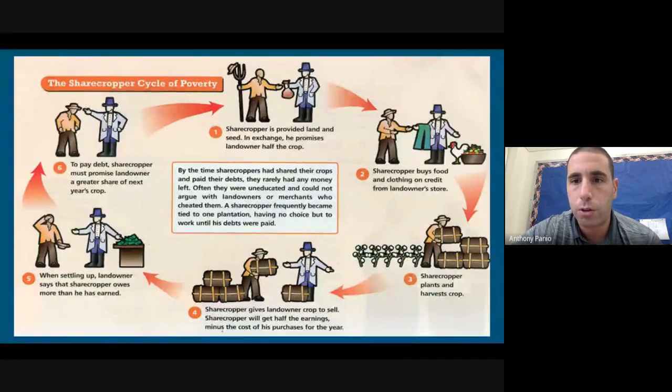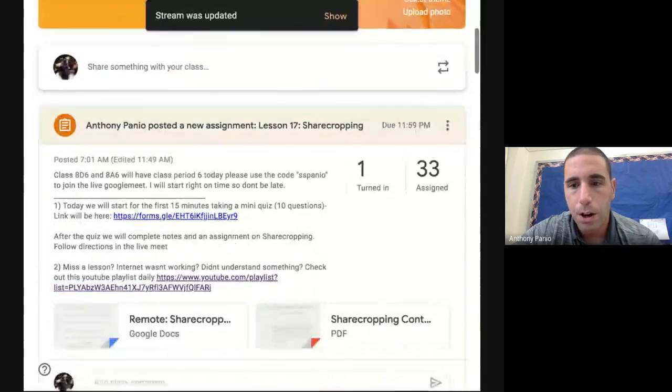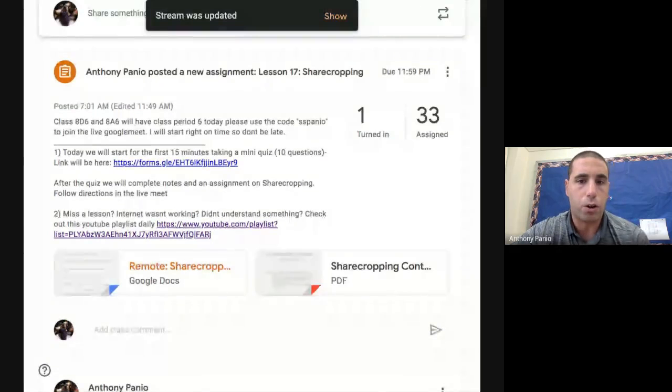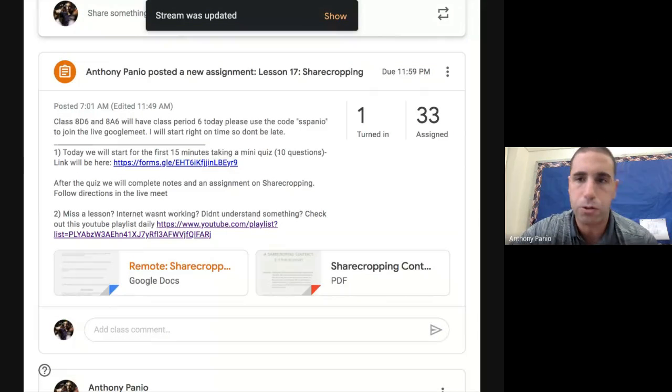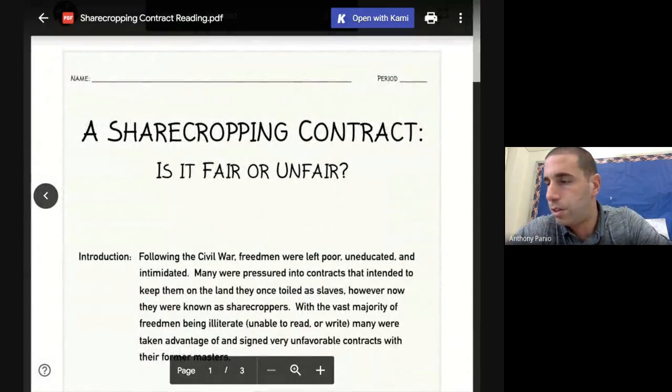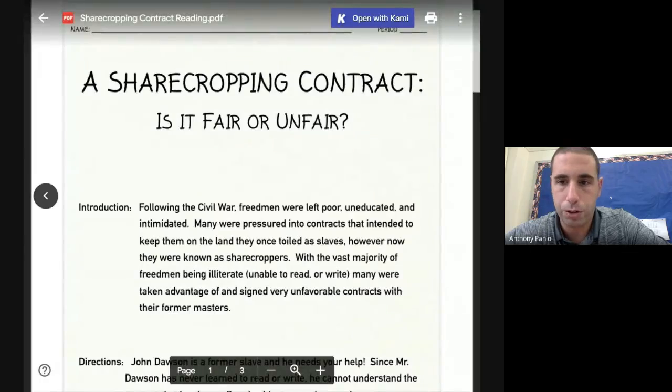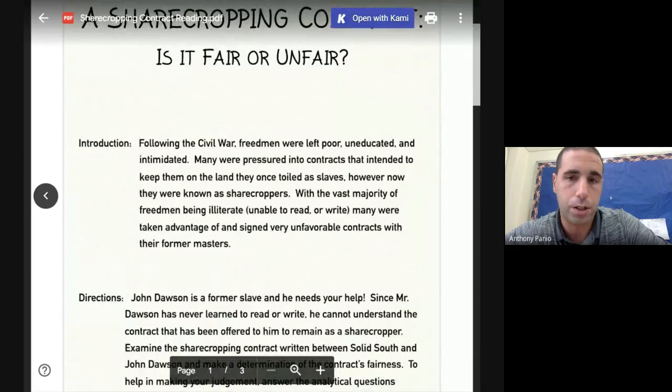So if you go to your Google Classroom, all right, you have 2 things shared. The first thing are the questions in the Google Docs, which you don't have to do this second. The thing I want you to be looking at is this sharecropping reading here. All right, and I'm just going to read the introduction to you and then the directions. All right, so just listen.